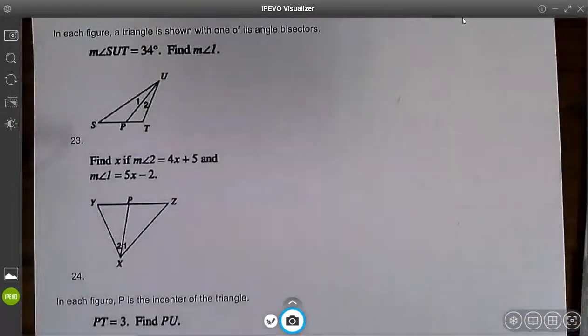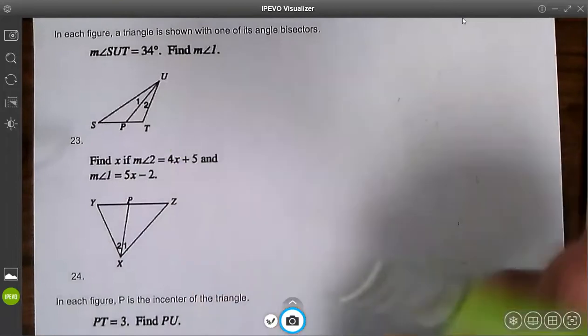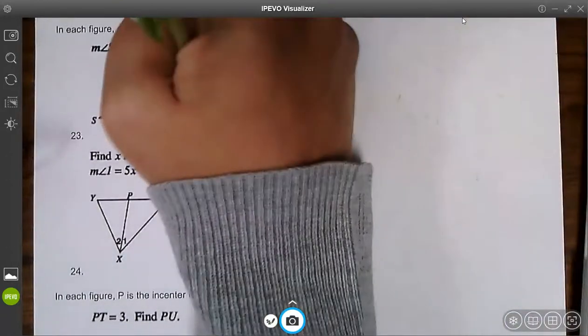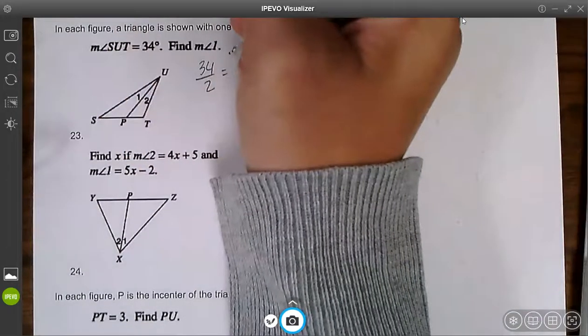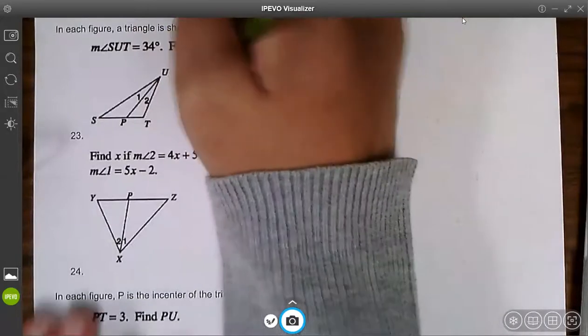Just a few more with angle bisectors. In each figure, the triangle is shown with one of its angle bisectors. The measure of angle SUT is 34. Find the measure of angle 1. So that's going to be half of that. 34 divided by 2 is 17.